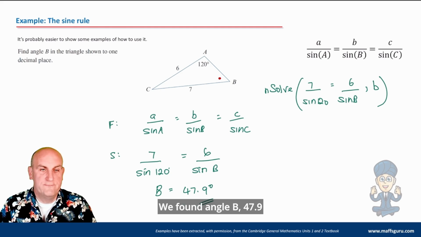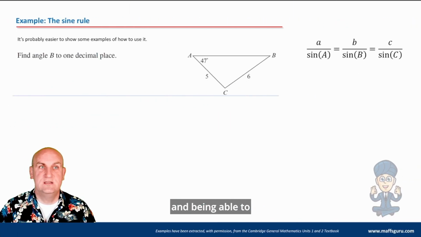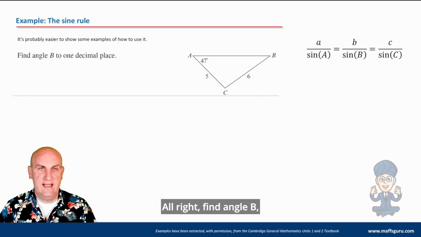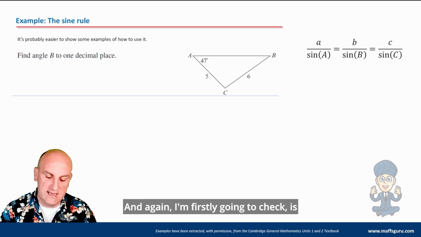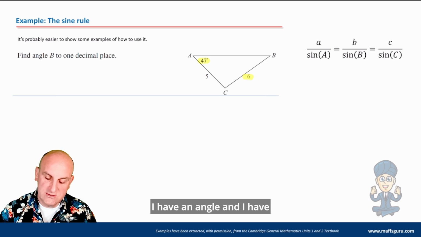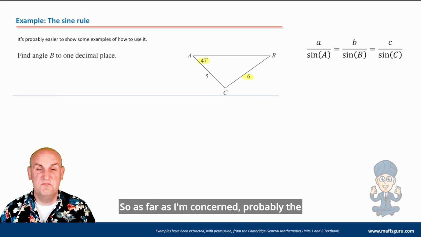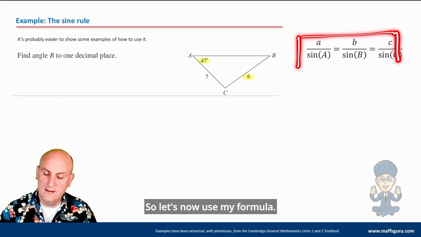We found angle B, 47.9 degrees, just by using our formula and being able to substitute in the right way. All right, find angle B, correct to one decimal place. And again, I'm firstly going to check, is this a sine rule question? I have an angle and I have its opposite side length. So as far as I'm concerned, probably the sine rule is going to be the best thing to use for this one. So let's now use my formula.